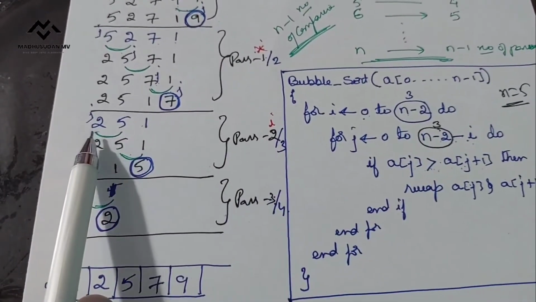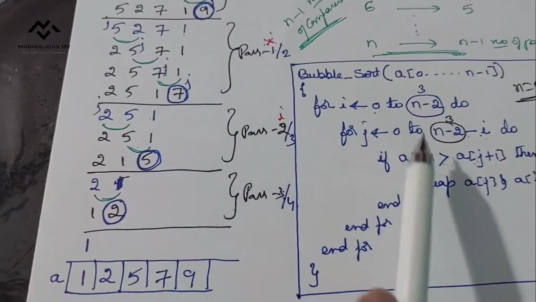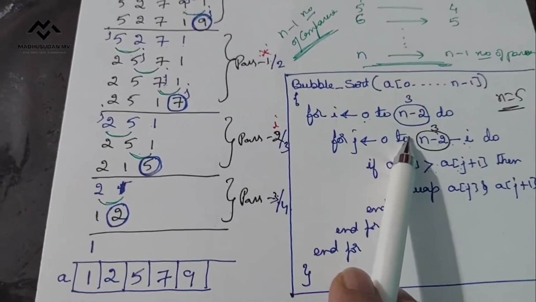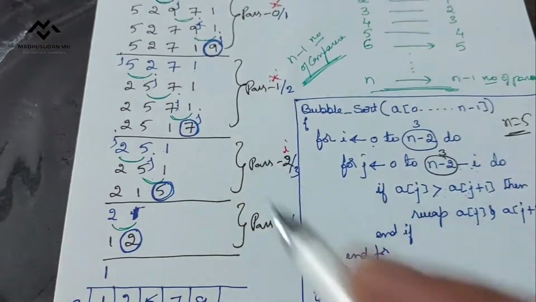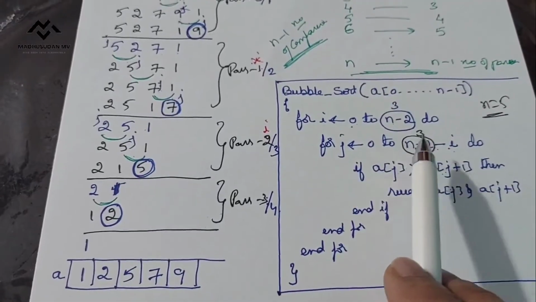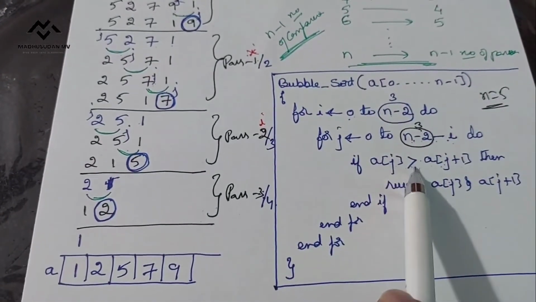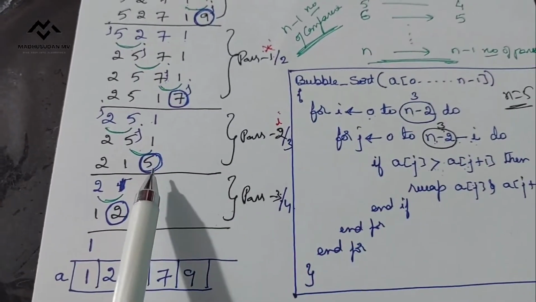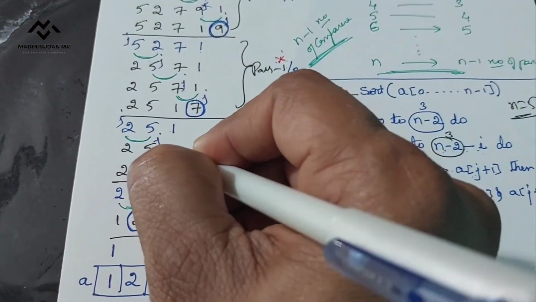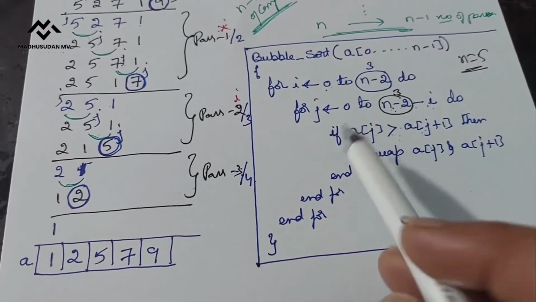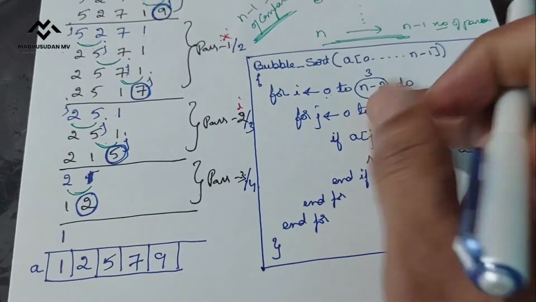A of 0 is compared with a of 1. I am comparing these two. The condition is false, so it comes out of the if block. Go to the next iteration of the jth for loop. Now J becomes 1. 1 less than or equal to 1, true, comes inside. A of 1 greater than a of 2, true, comes inside and swaps. Then go to the increment part of the jth for loop. Now J becomes 2. 2 less than or equal to 1, false, comes out of this for loop and goes to the increment part of the ith for loop.